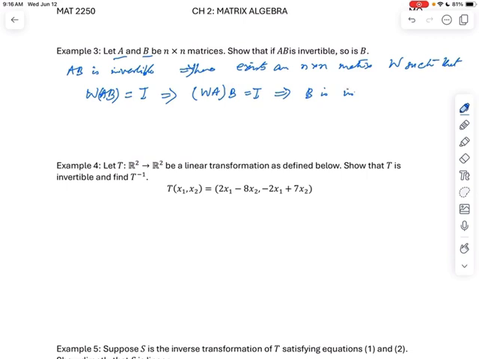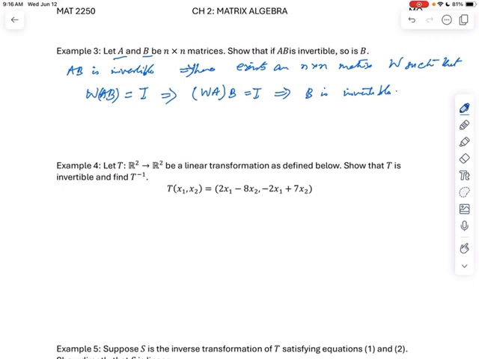But that was not asked here, so we'll just stop and look at the next example, example 4, which is saying, let T from R2 to R2 be a linear transformation as defined below. Show that T is invertible and find T inverse.